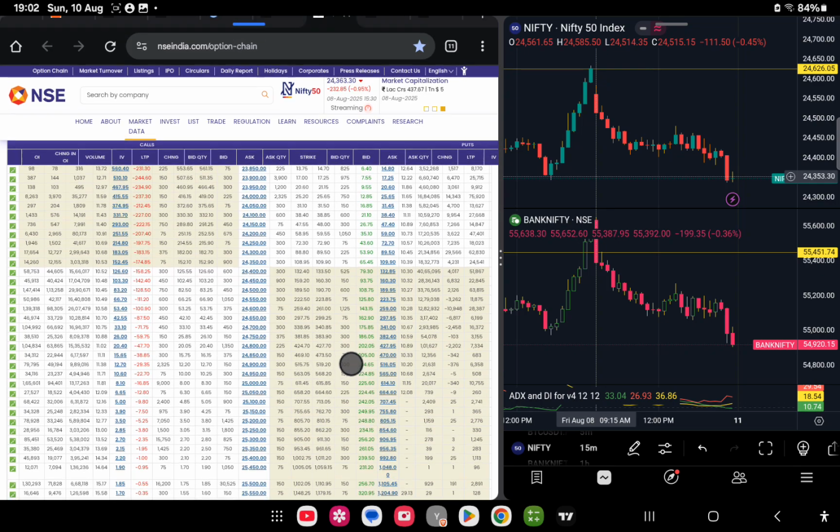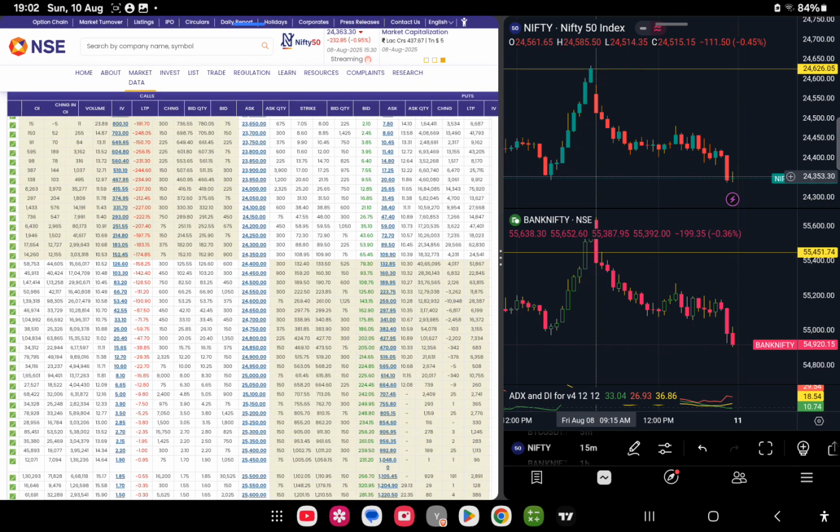We'll keep 550 in the middle. So 550 as our open ATM. So this side we have OTM and OTM. The shaded side we have ITM and ITM.